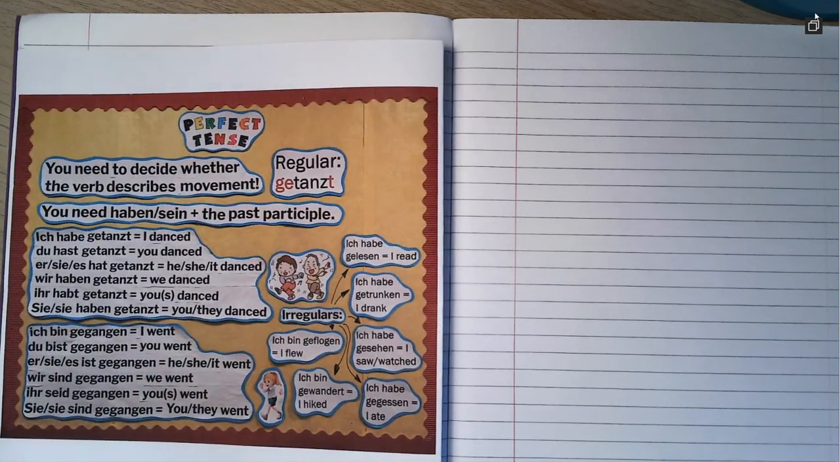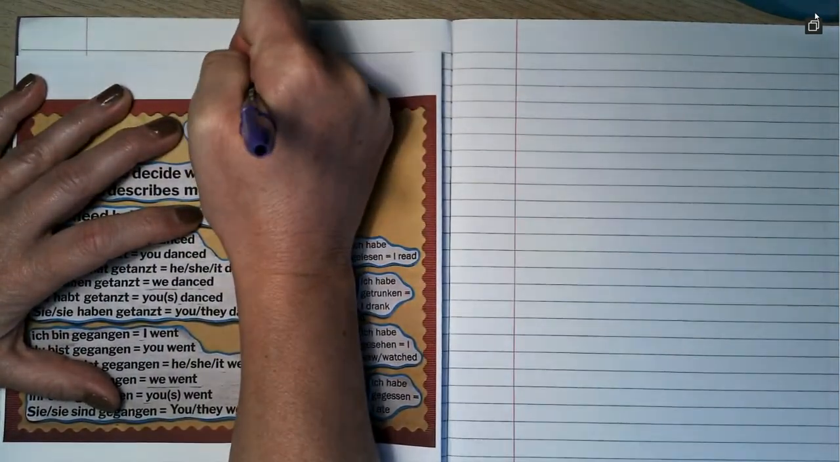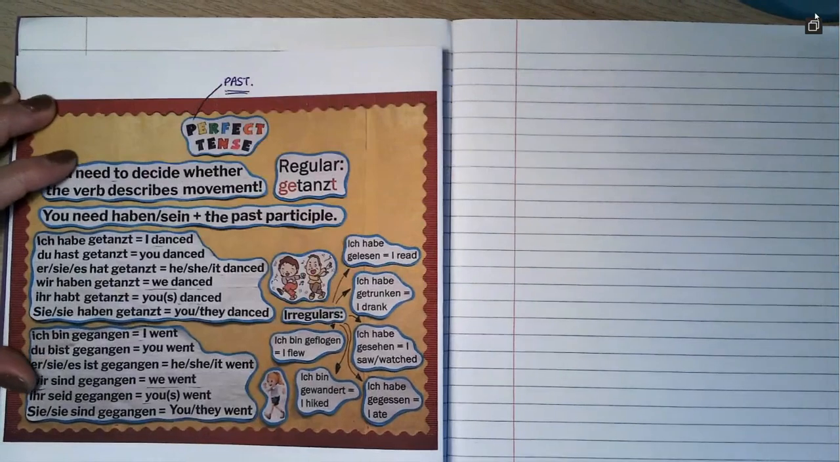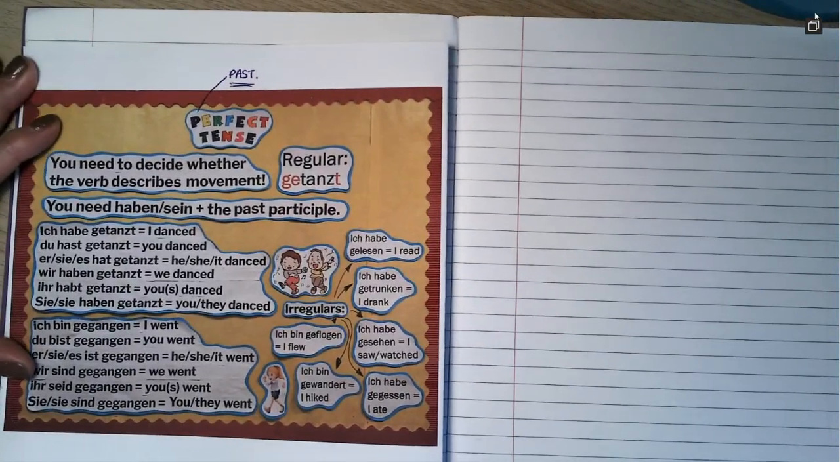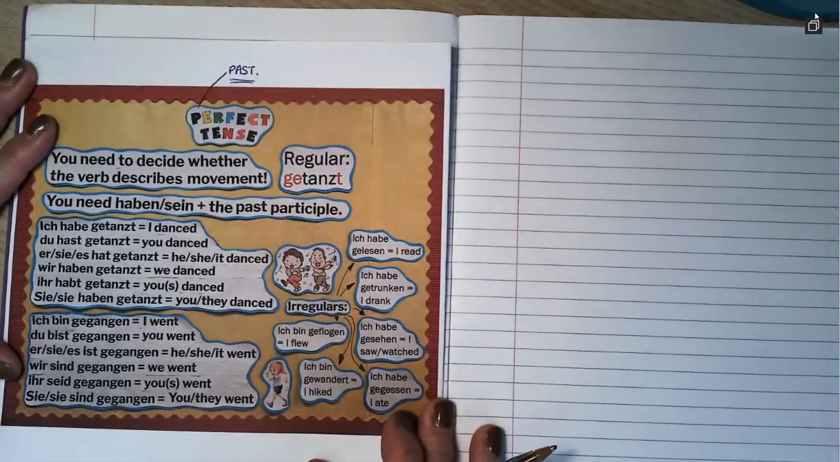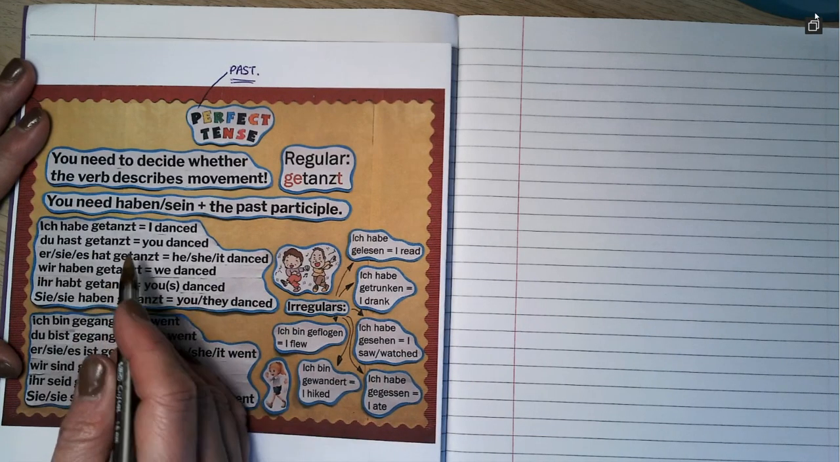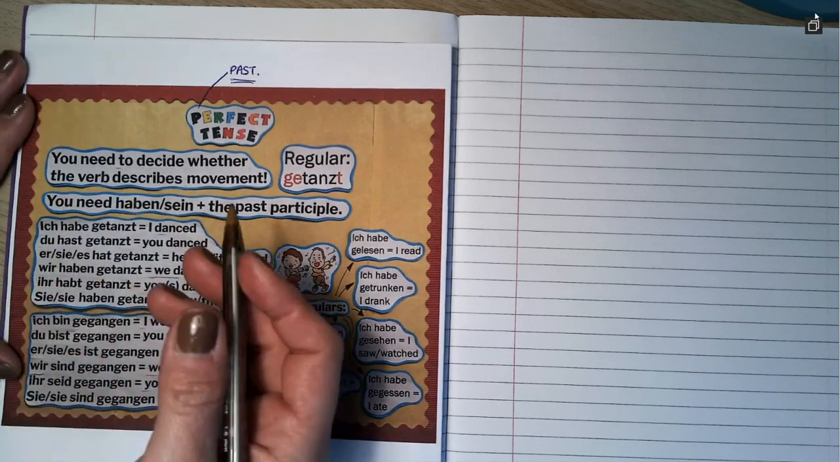Okay, so we're going to do a little bit of revision on the perfect tense. Remember again that the perfect tense is a past tense in German, okay? This is one of the ones that you will have come across quite early in year 8, but I know that some of you are still getting a little bit confused about how to put them together.